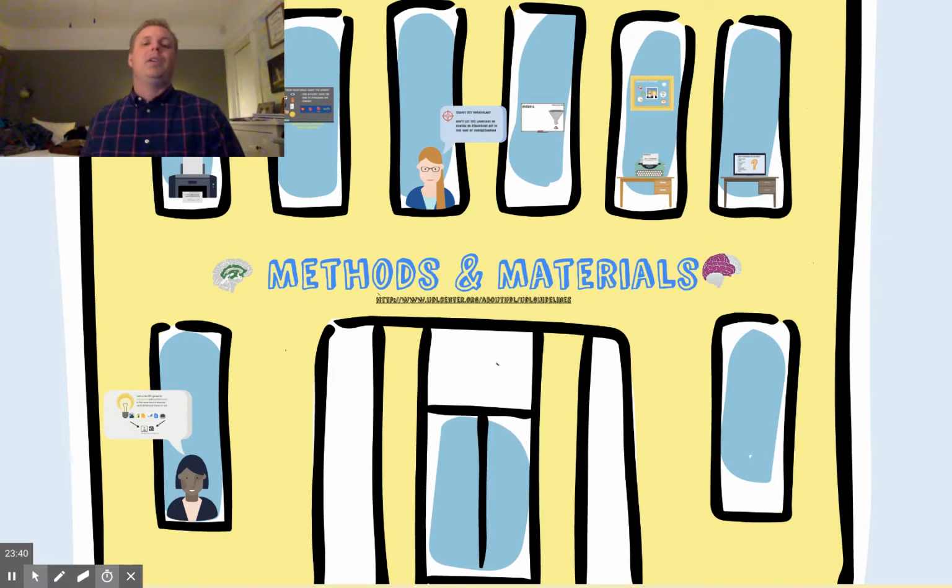So now that we've gotten through the assessment portion, now we're going to talk about, well, how are we going to teach this? What are our methods and materials going to be?